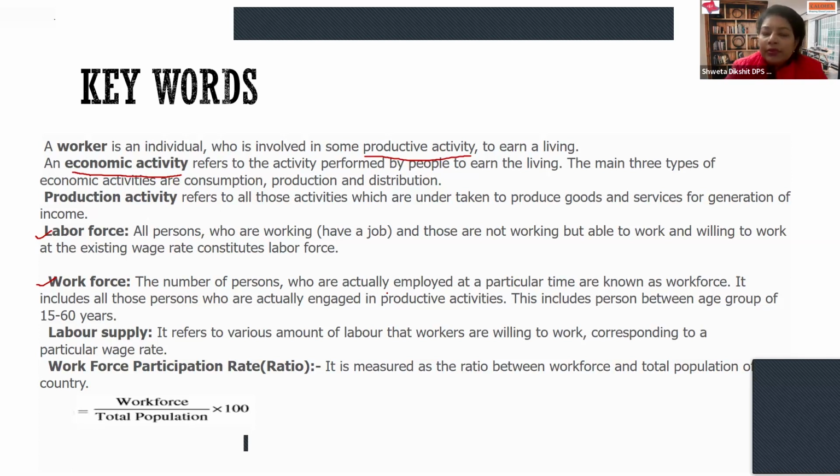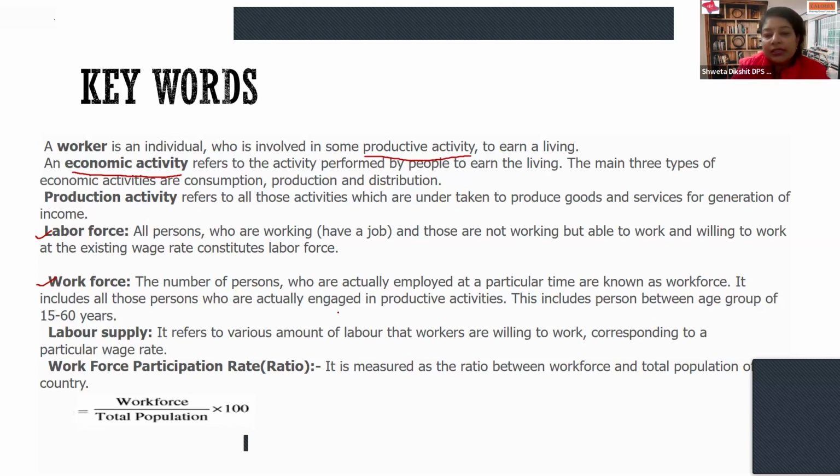But if all of them do not get the opportunity to work, only 30 people out of those 100 get the opportunity to work and they actually get engaged in the productive activities. So these 30 people are the workforce of the nation. Everybody who is willing to work at the existing wage rate can be labor force, but everybody cannot be the workforce. This is the basic difference between labor force and workforce.